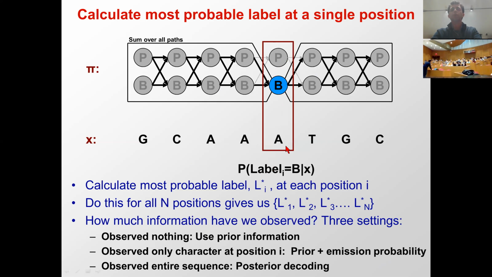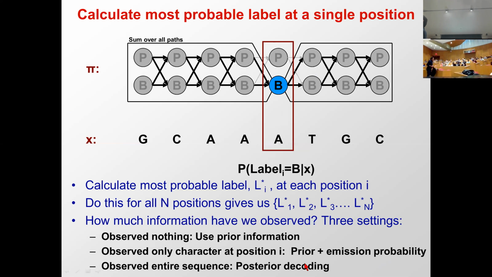If I observe the character A, I'm also incorporating the emission probability in addition to the prior information. And if I observe the entire sequence, that's when posterior decoding became. Yeah. You observe what?